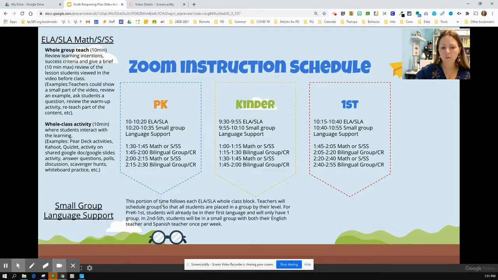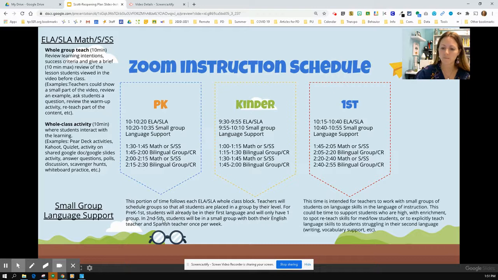Then, following each ELA or SLA block for pre-K through 5th grade will be a small group language support time, which is a new idea that we haven't done in the past. This portion of time follows the whole class ELA/SLA block. Teachers will schedule groups so that all students are placed in a group by their level. For pre-K through first, they'll already be in their first language and will only have one group. But in 2nd through 5th, students will have a small group language support for both their English teacher and Spanish teacher once a week.